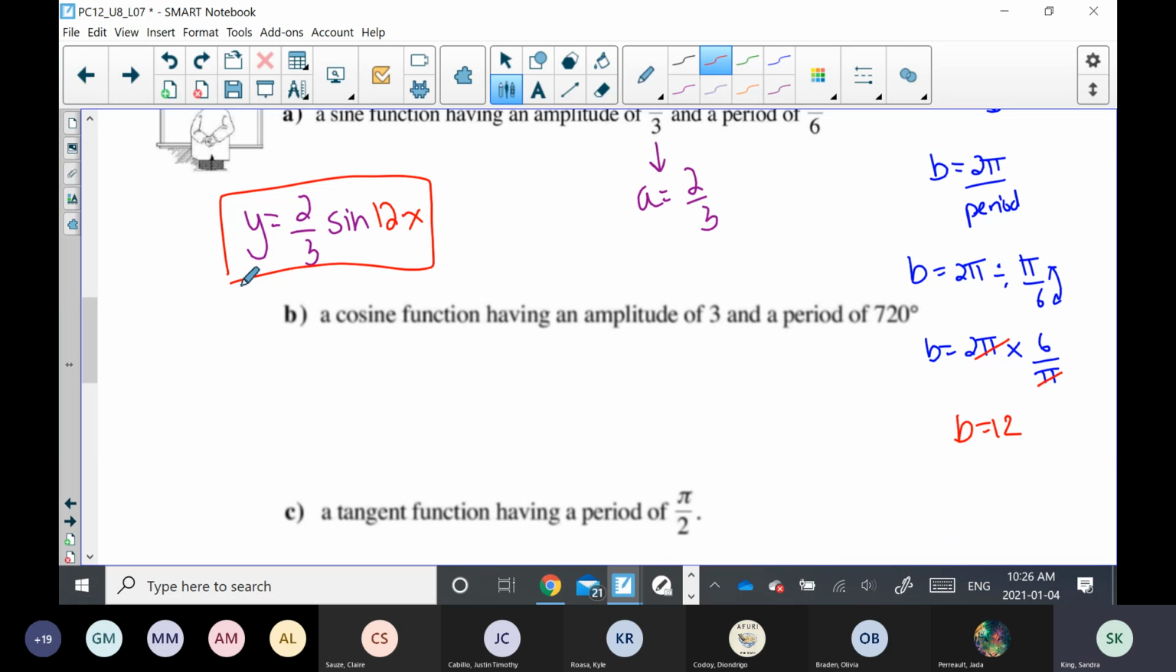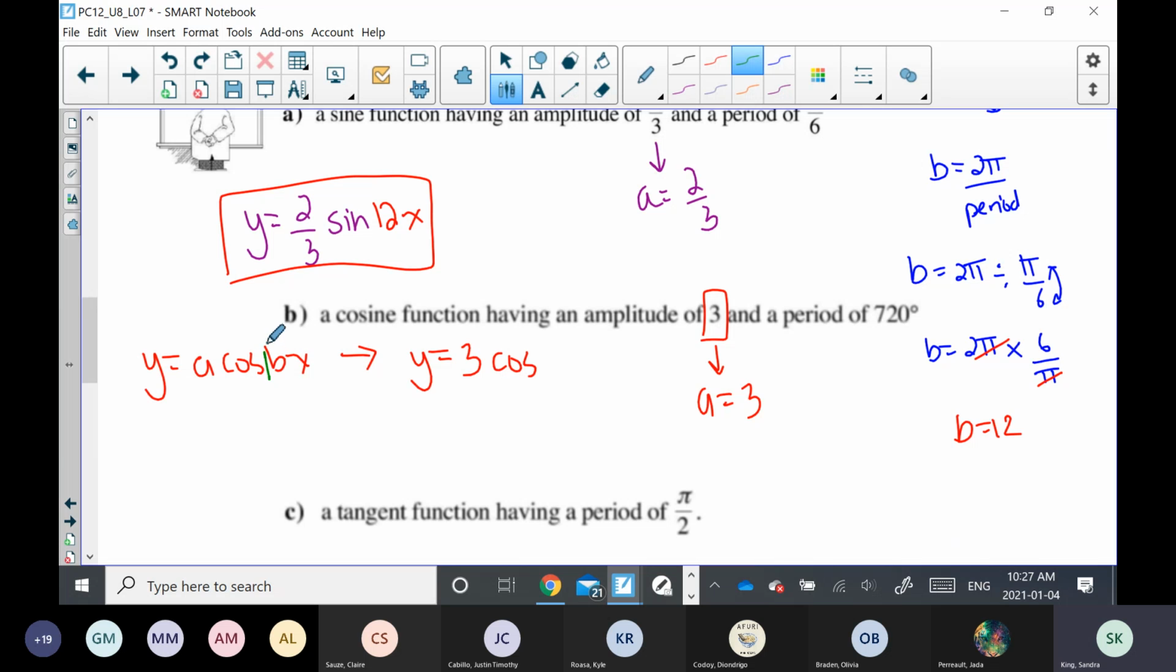Okay, so let's look at B and see if this makes sense. They want the graph of a cosine function having an amplitude of 3. So nice and easy for amplitude. A is equal to 3. So let's start filling it in because we know that it's A cos B of x. So A is 3. 3 cos. Now we just got to figure out the B value.